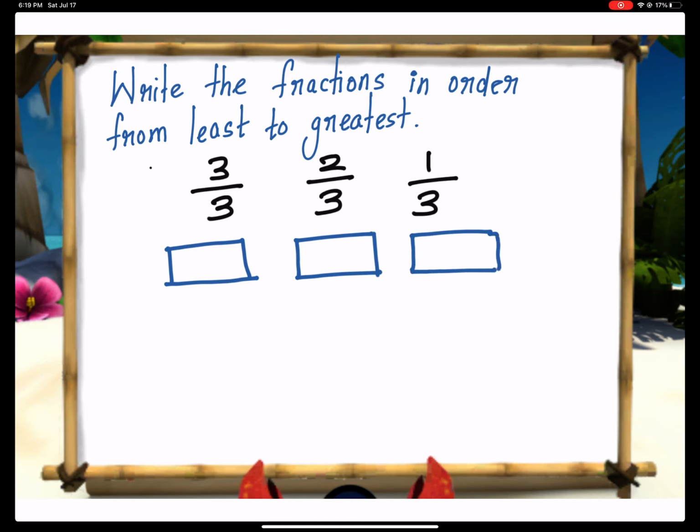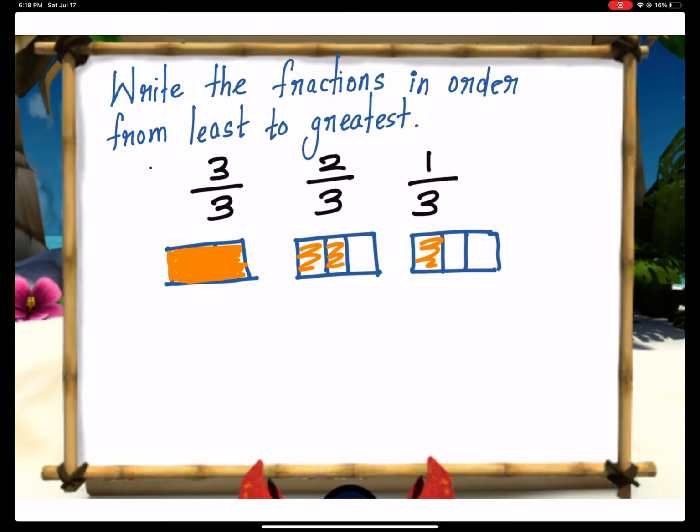Okay, since the denominator is 3 everywhere, right? So since the denominator is 3, let me divide it into 3 equal parts. 1 to 3, 1 to 3 parts, 1 to 3 parts. Okay, so when it is 3 by 3, that means we are shading all the 3 parts. When it is 2 by 3, we are shading only 2 parts. When it is 1 by 3, we are shading just 1 part.